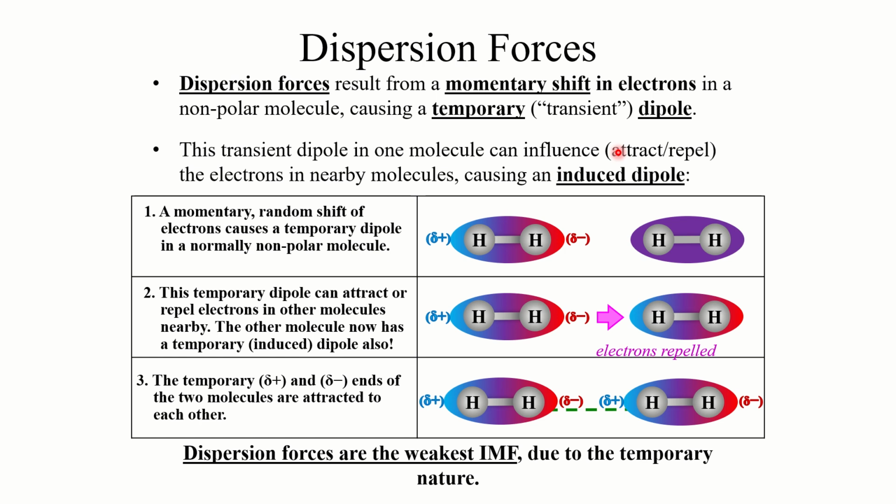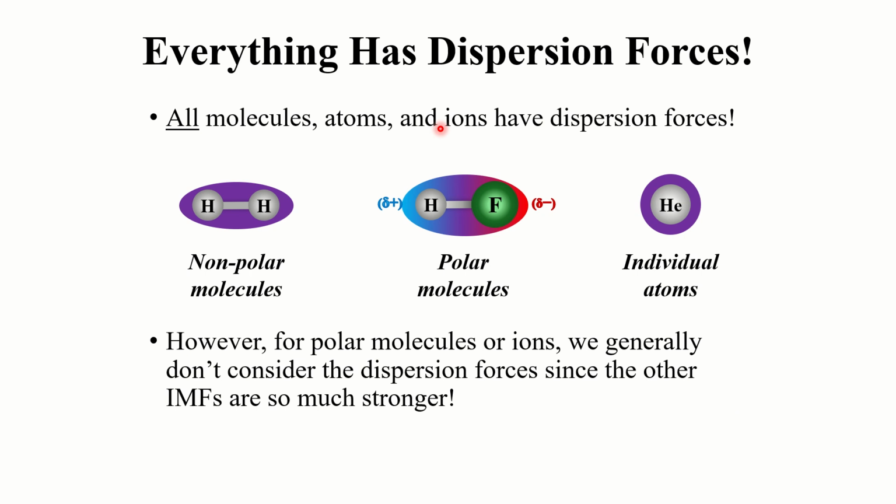It's important to note that dispersion forces are the weakest intermolecular force due to their temporary and small nature. Now, everything technically has dispersion forces. All molecules, all atoms, all ions, they all have dispersion forces because their electrons are all capable of this movement. Now, for polar molecules and for ions, we generally don't consider dispersion forces when we're analyzing intermolecular force strength, since dipole-dipole interactions and hydrogen bonding are much stronger than dispersion forces are. But again, it is still important to note that everything has dispersion forces.